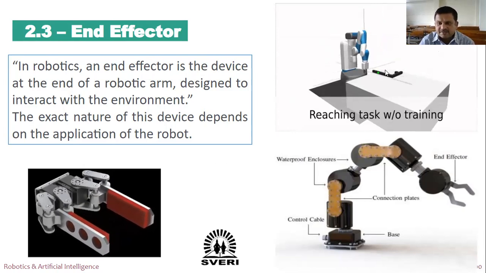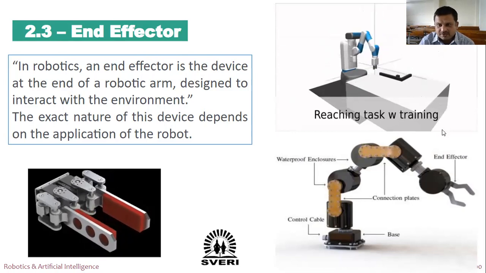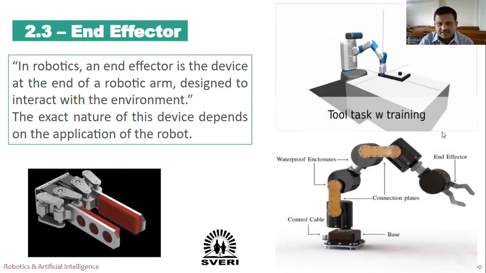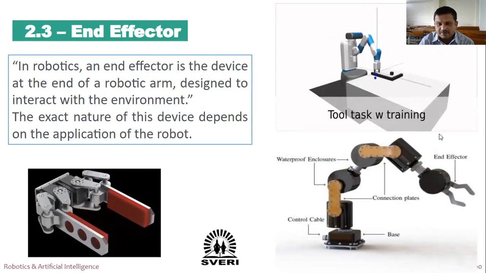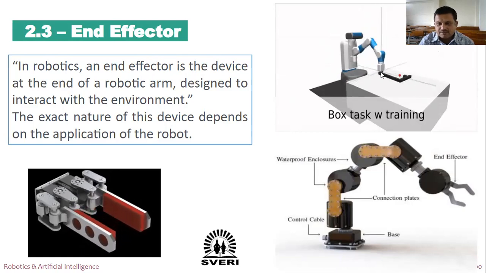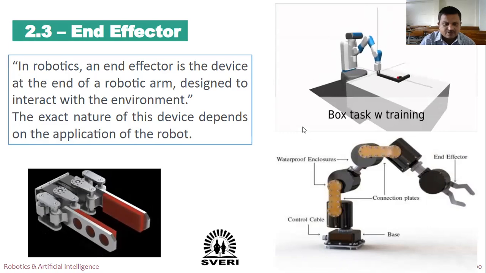The end effector is nothing but just like our fingers. Whatever our hand fingers are there, with them we are catching or grabbing different objects, we are picking and placing with our fingers. Therefore, that same function is carried out by the end effector in case of robots.